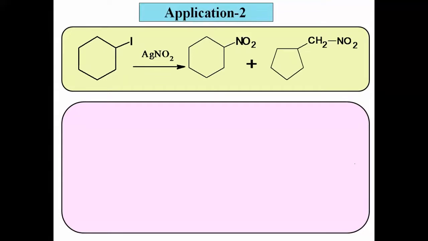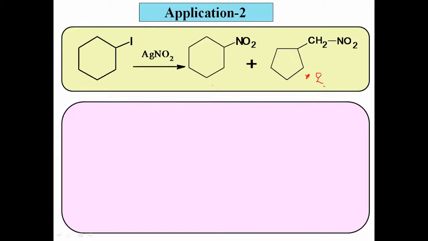This is a 5-membered cycle, and then there is a CH2NO2. Now the question arises, how is this unexpected product formed? We will see a little bit how the unexpected product is formed here. This is iodocyclohexane on reaction with AgNO2. Simple, it is a nucleophilic substitution reaction. Therefore, iodine should be replaced by the NO2 group.